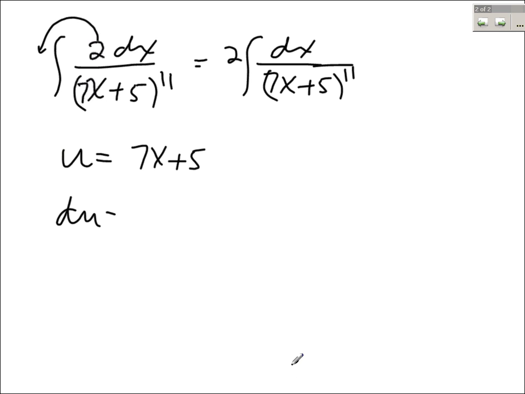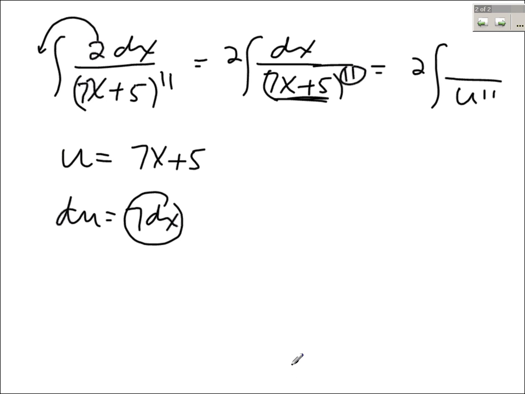So then du will be 7 dx. The bottom is u to the 11th, with a 2 in the front. The numerator dx: if I only had a 7 dx, then I could call it du. Well, I'll put the 7 in, but I have to divide by 7. What's in red is the things that we add. This piece is du, and the 7 goes on the bottom. I justified every piece. There's nothing left over, and there's nothing that I needed that I didn't have.